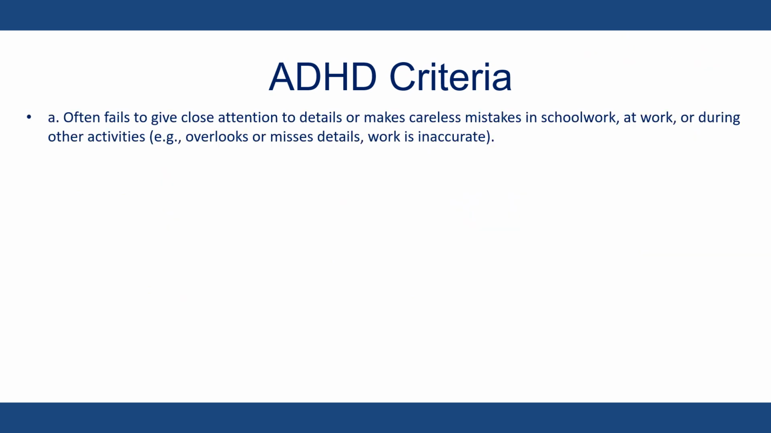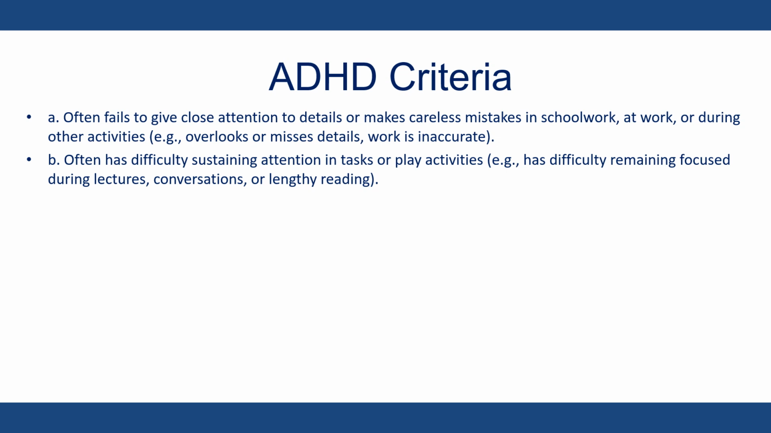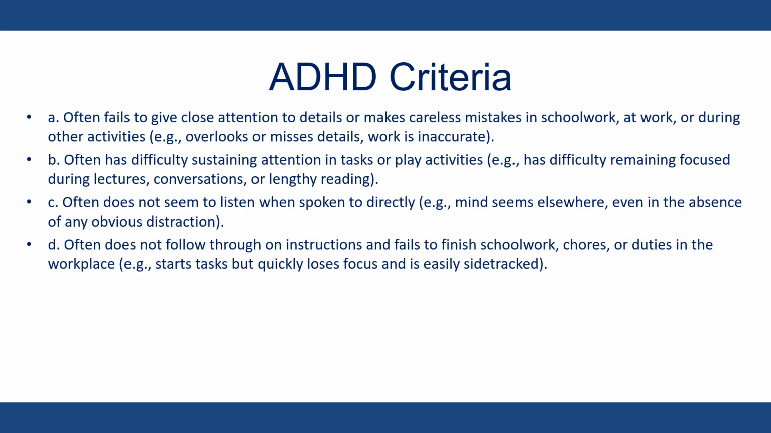All right, so here are the 9 symptoms, and you need 6. The first one is the child often fails to pay close attention to detail or makes careless mistakes. Remember, these are not intentional mistakes. They're not trying to harm somebody. This is a careless mistake. They forgot to do it. They didn't mean to. They just overlook or miss detail. Maybe a child did his homework or exam, but failed to put a name on it or something like that.